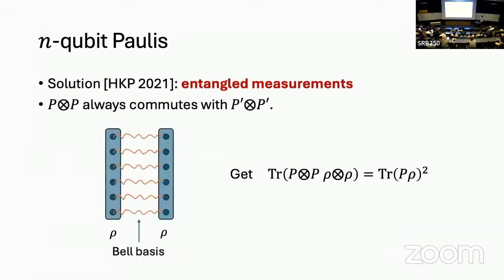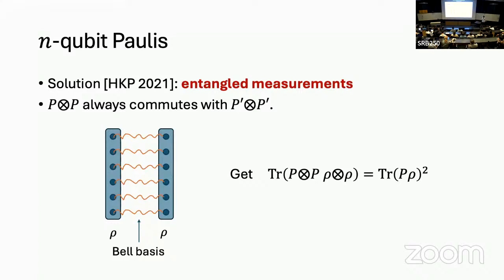However, it turns out that you can overcome this obstacle by using entangled measurements. The insight here is that if I have a Pauli P, it might anti-commute with the Pauli P prime, but P tensor P always commutes with P prime tensor P prime. Like X tensor X always commutes with Z tensor Z. So there's some simultaneous eigenbasis on 2 registers of all of the P tensor P. It turns out this is the Bell basis. So if I measure rho tensor rho in the Bell basis, I can simultaneously estimate all of these trace of P tensor P times rho tensor rho, which is equal to trace P rho squared.